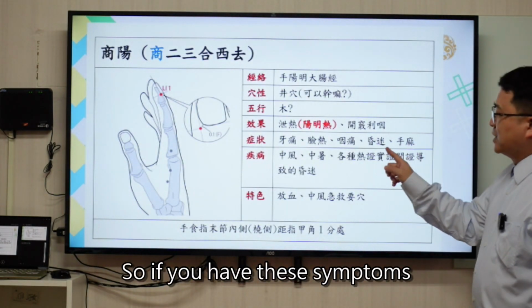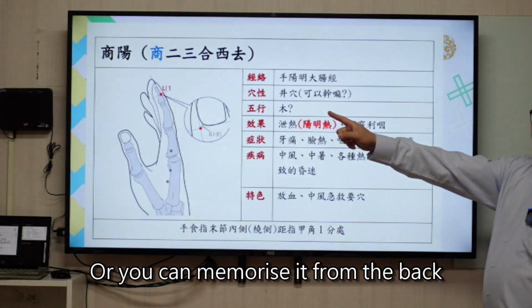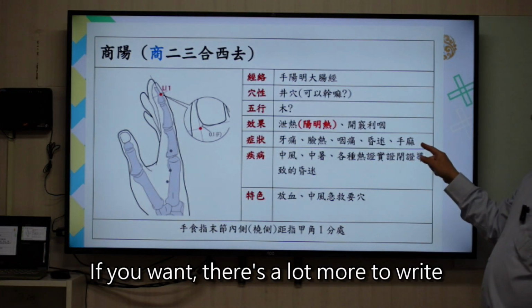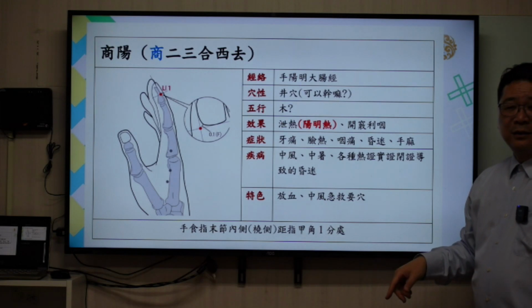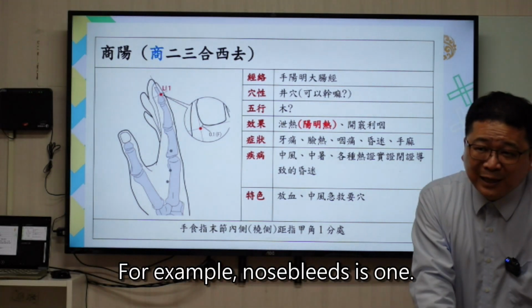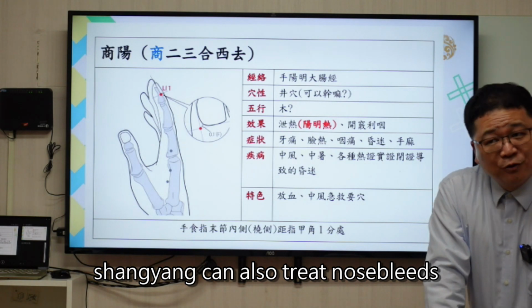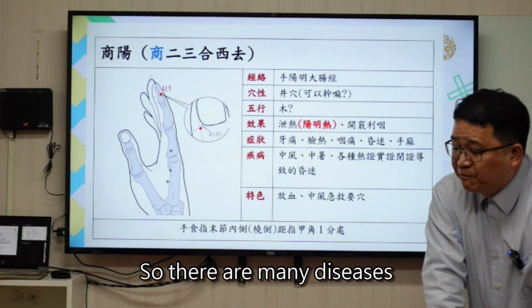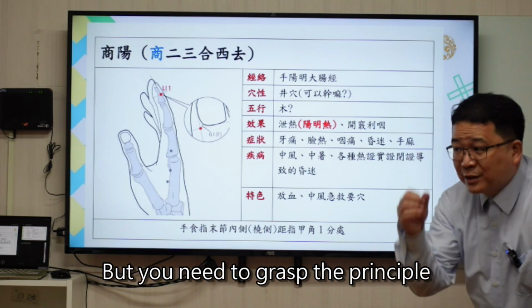So if you have these symptoms, you can use the Shangyang Acupoint, or you can memorize it from the back. The Shangyang Acupoint can treat these diseases. If you want, there's a lot more to write. Do you know what other symptoms are considered? For example, Yangming heat? Nosebleeds is one. Shangyang can also treat nosebleeds. So there are many diseases. We can write them, but you need to grasp the principle.